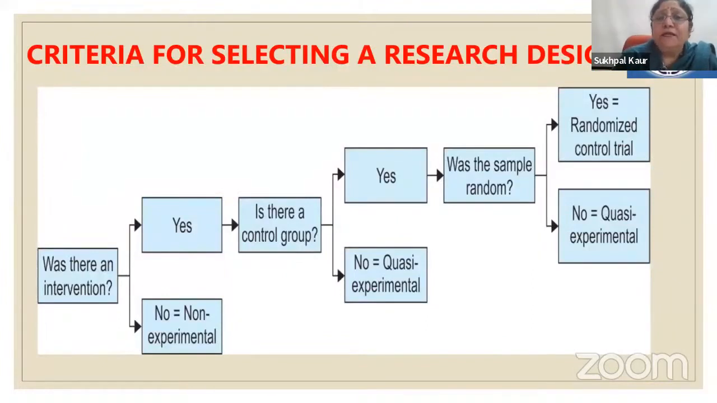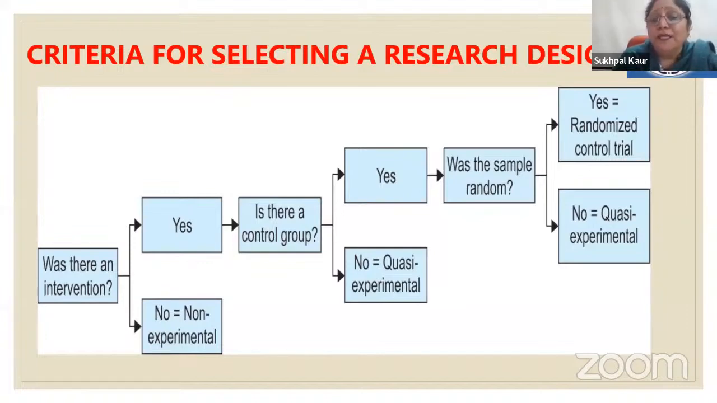Now, what is the criteria to select a research design? If there is an intervention, of course, we'll be going towards the experimental type of research design. If there is none, it is non-experimental. So non-experimental will be out at this particular point of time. Now, if there is an intervention, then we have to see whether there is any possibility of having a control group. If yes, we'll be going further. If no, that means we are going to have a quasi-experimental research design.